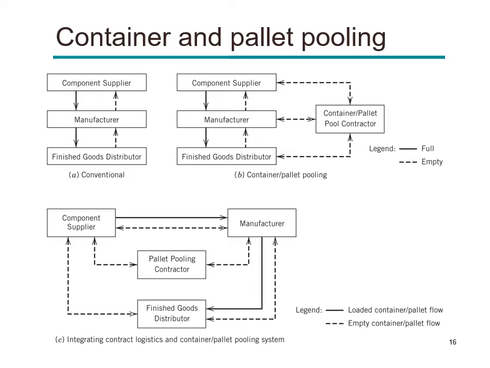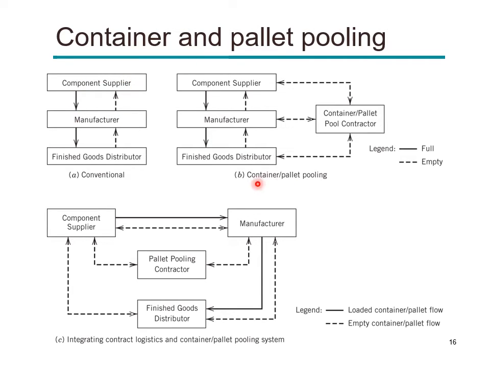Then the manufacturer uses its own pallets and containers to send these to the finished goods distributor, and when they are empty, the finished goods distributor should send them back. And you need to keep track of the number of pallets and containers that you sent back and forth. So this is the conventional method.